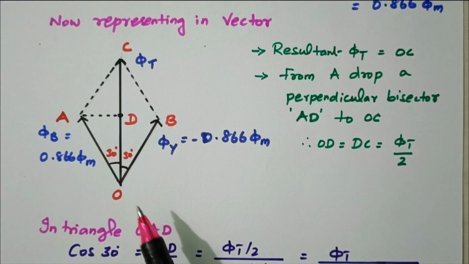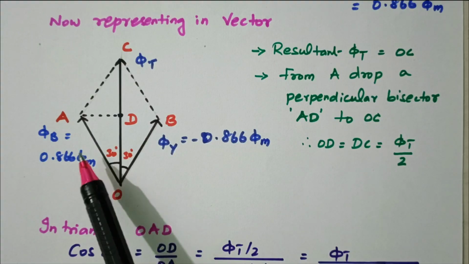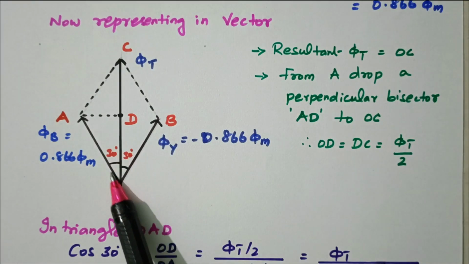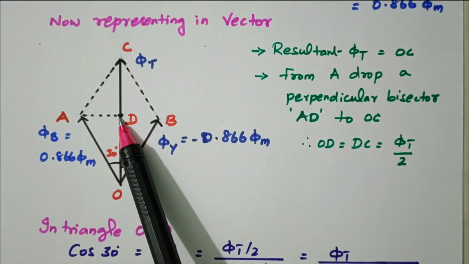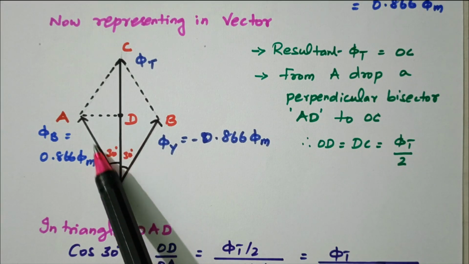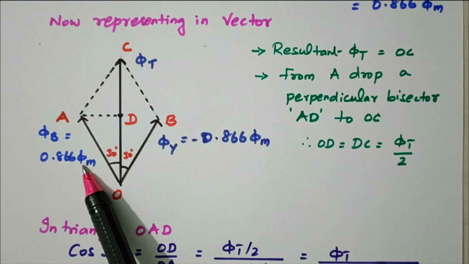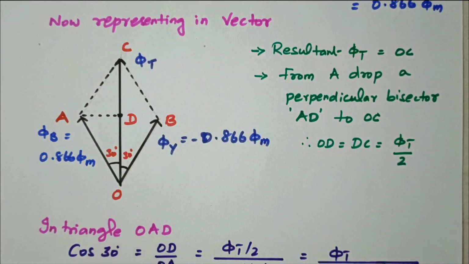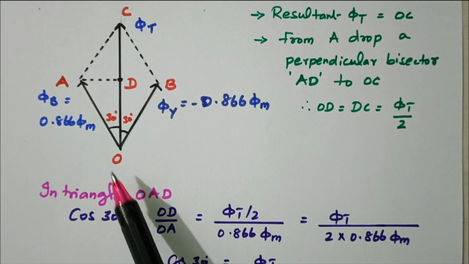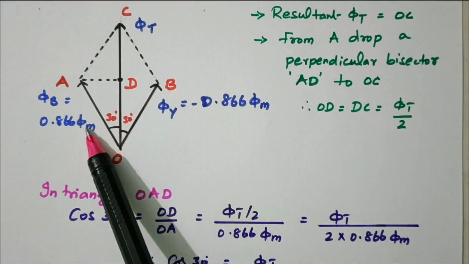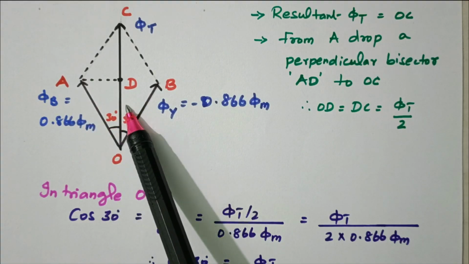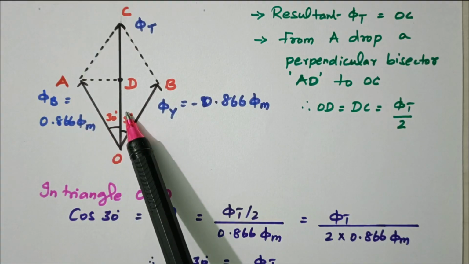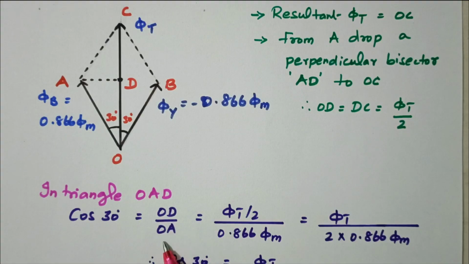Now we'll take this angle OAD. This is OAD, and now we are going to refer to this triangle. This angle is 30 degrees. OAD, this value is φt divided by 2, and this value is 0.866 φm. Right. Now from that we are going to find the cos theta value. Cos theta is adjacent side by hypotenuse. This is the opposite side. Adjacent side by hypotenuse, so OD divided by OA.